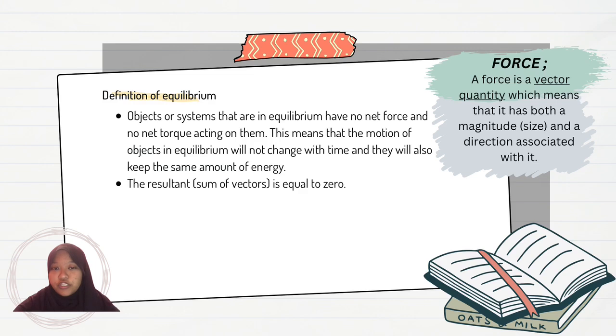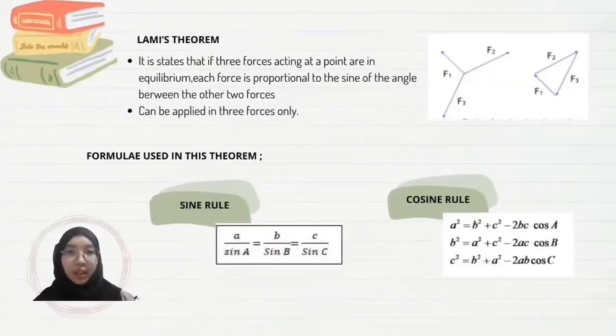This means that the motion of objects in equilibrium will not change with time, and they will also keep the same amount of energy. In other words, the resultant or sum of vectors is equal to 0. Lami's theorem states that if three forces acting at a point are in equilibrium, each force is proportional to the sine of the angle between the other two forces. It can be applied to three forces only. The formulas used in the theorem are the sine and cosine rules.